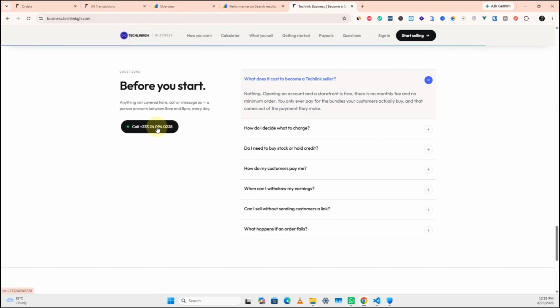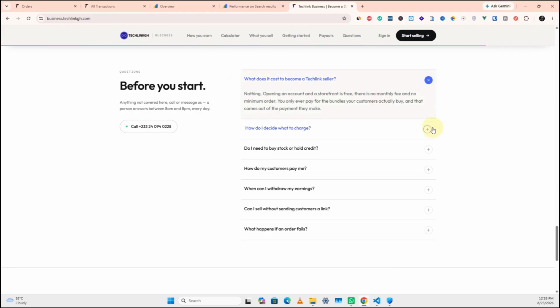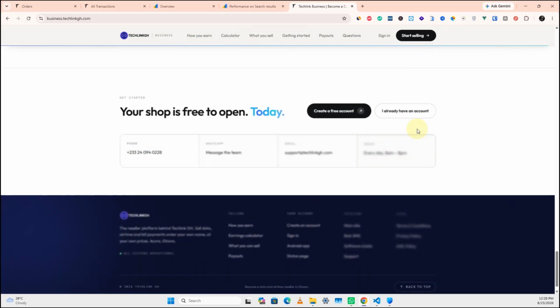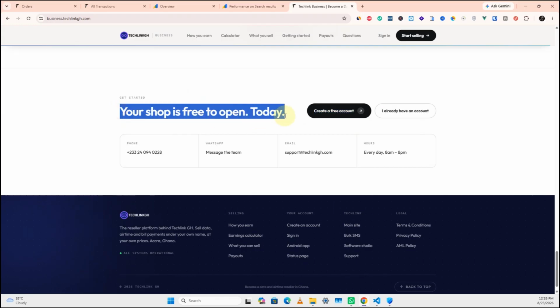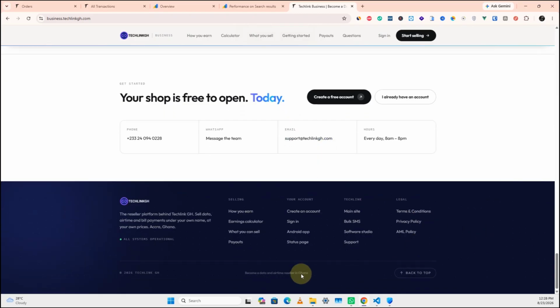It's very, very simple. If there's anything, you can call the number for inquiries. We have some FAQs over here, frequently asked questions, and you can read them. These are the contact information. Once again, your shop is free to open. Just register and request for your shop with your name, and that is it. Very, very simple.